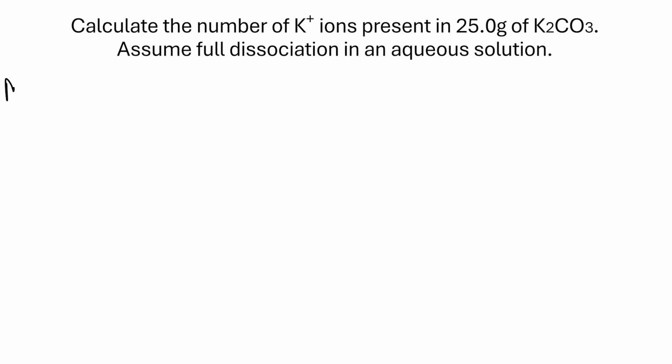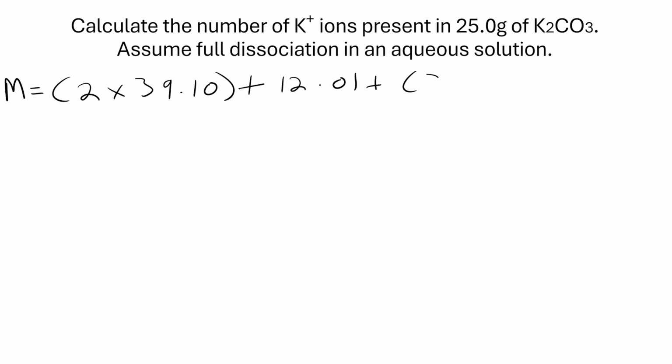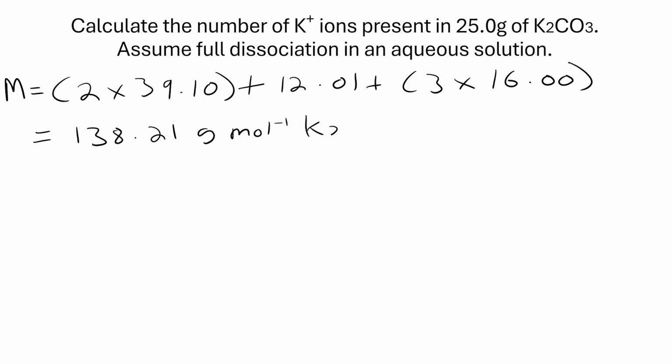So capital M to represent molar mass is equal to 2 times the relative atomic mass of potassium, which is 39.10, because even though we're dealing with ions, we still need to consider the relative atomic masses of the elements present within the compound. So we add to that the relative atomic mass of one carbon, which is 12.01, and we add to that 3 times the relative atomic mass of oxygen, which is 16.00, and we get an answer of 138.21 grams per mole of potassium carbonate, so that is the molar mass of potassium carbonate.